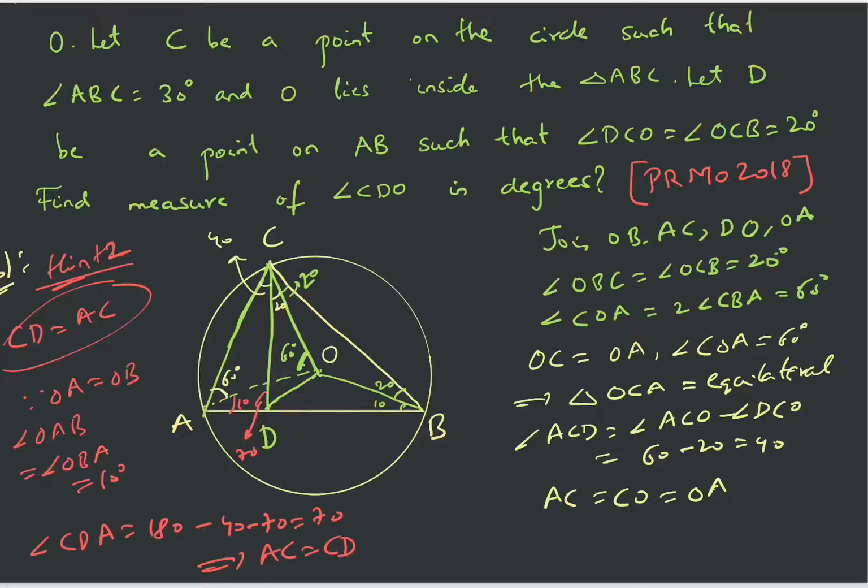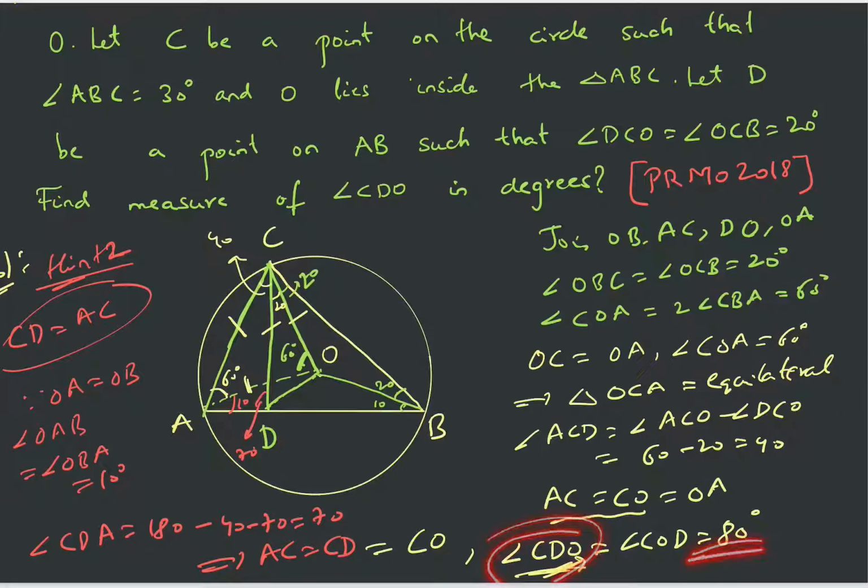Okay. So now you have CD is equal to CO because AC is equal to CO. So all these are equal. Okay. AO, OC, AC and CD, all these are equal. So now if you observe this triangle CDO, these two sides are equal. This is 20. So this angle is nothing but 80 and this is also 80. Okay. So angle CDO is equal to angle CO D is equal to 80 degrees. So this is what we have. We need to find angle CDO, which is 80.